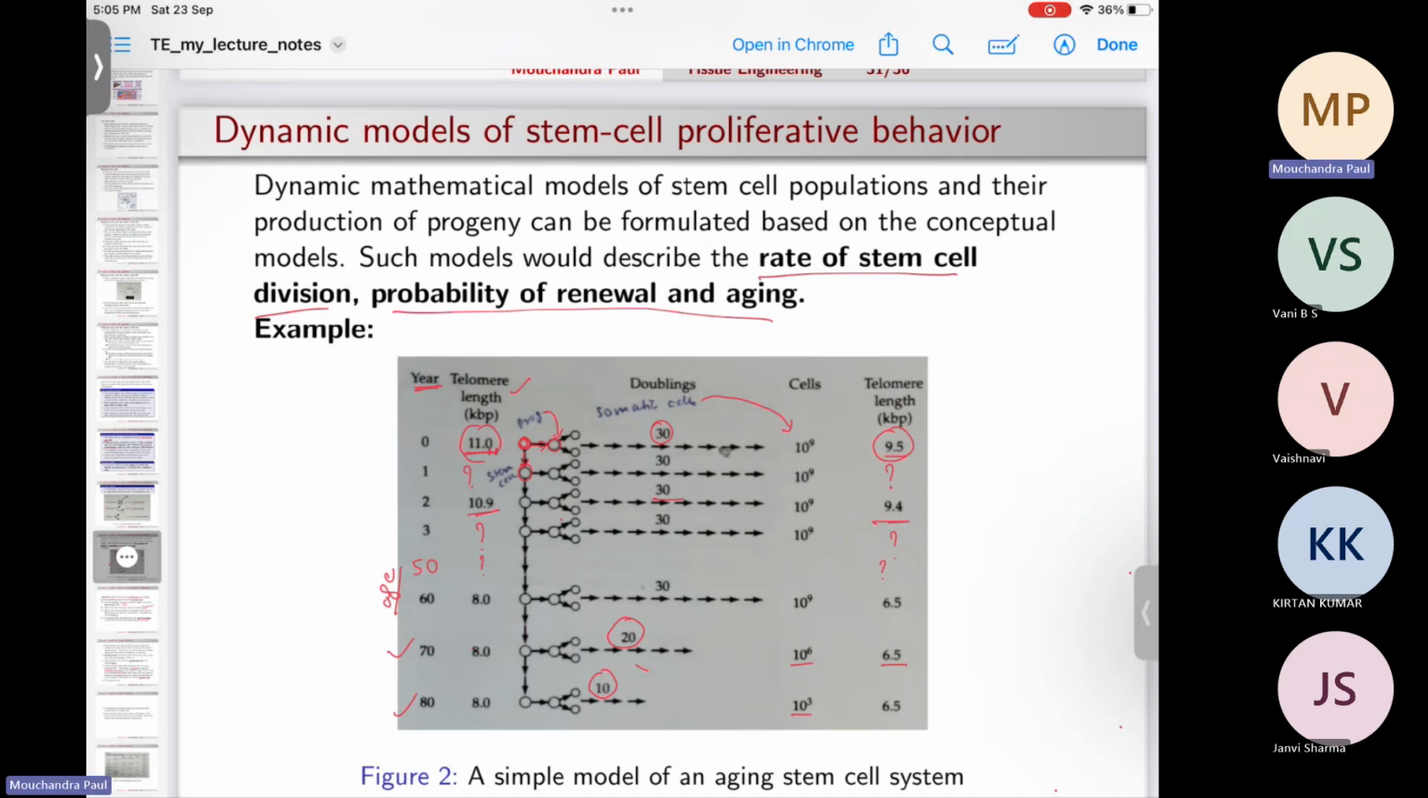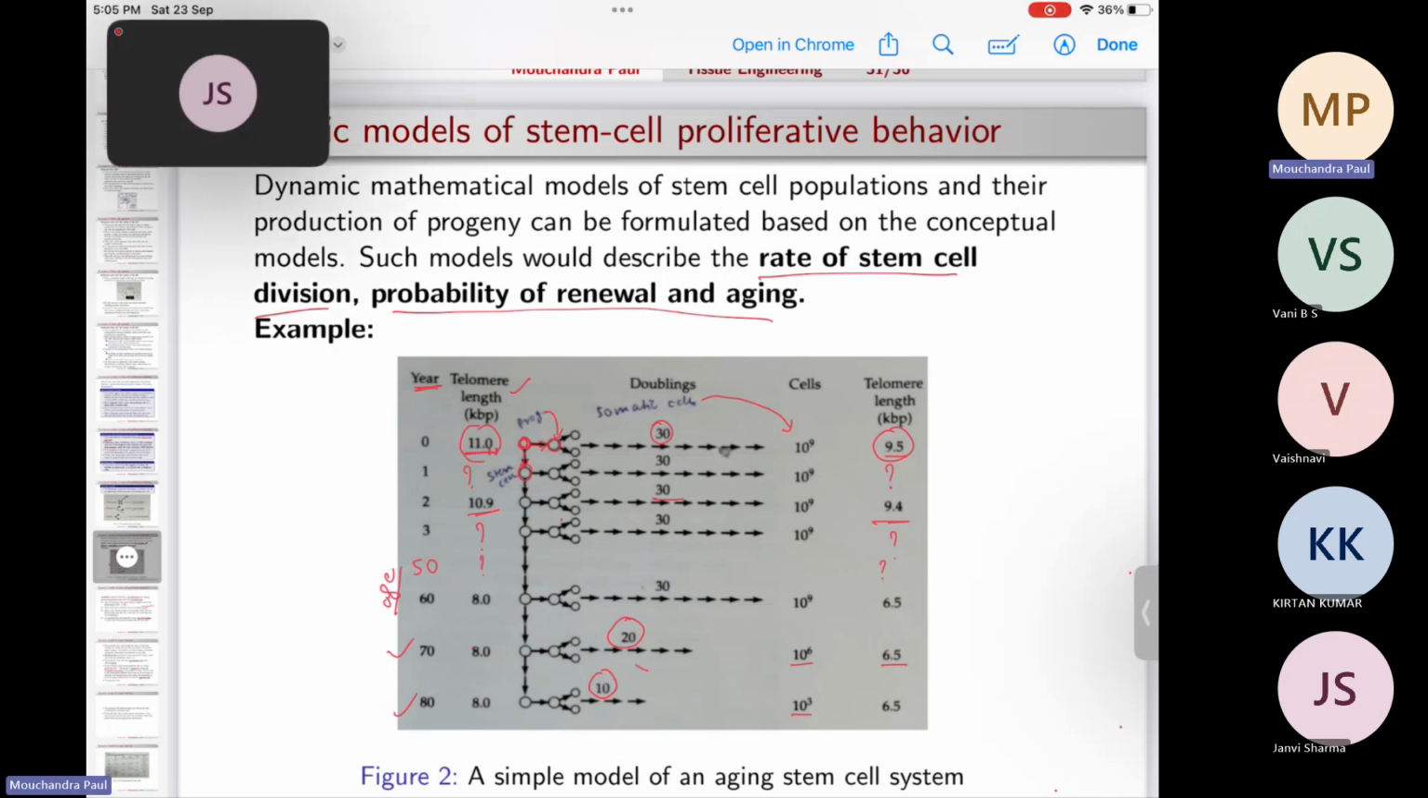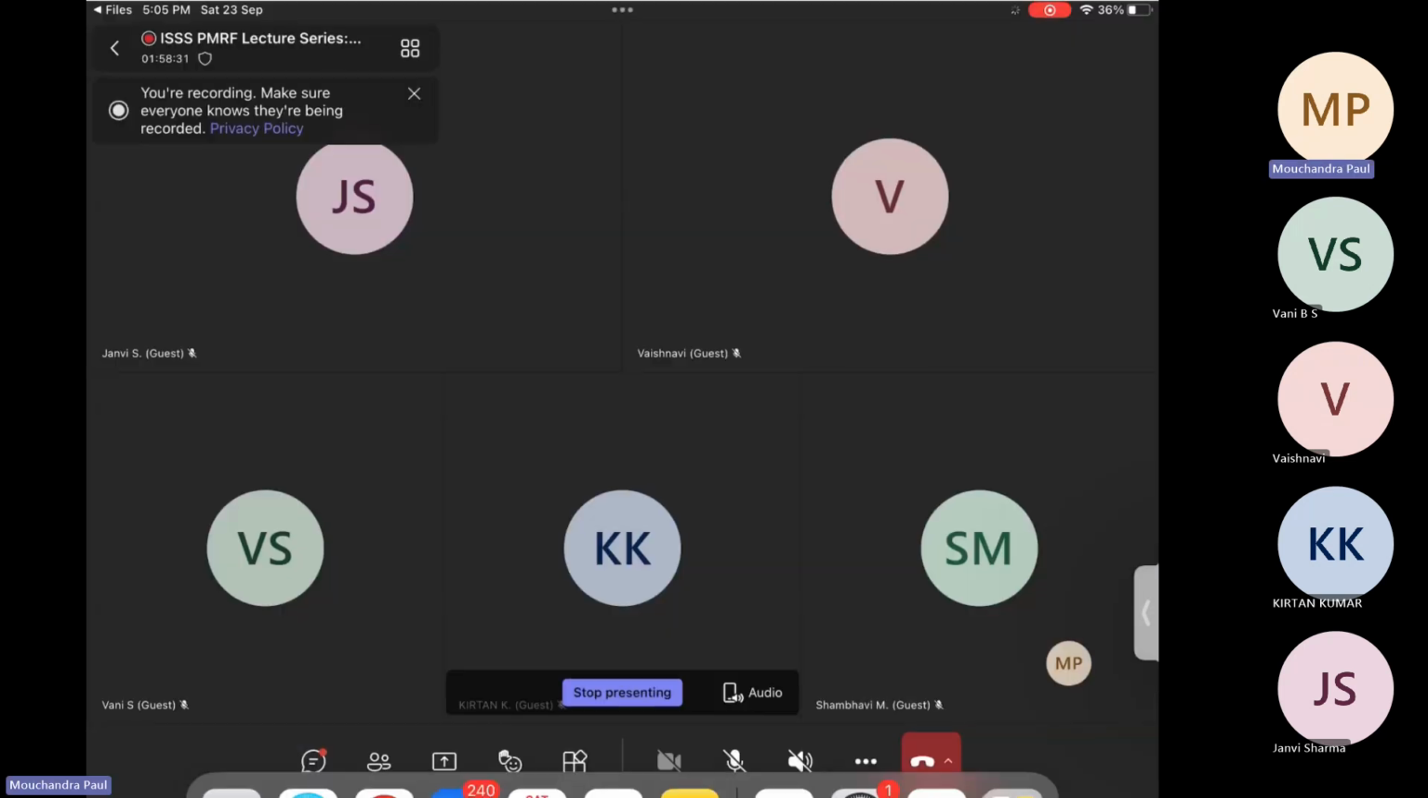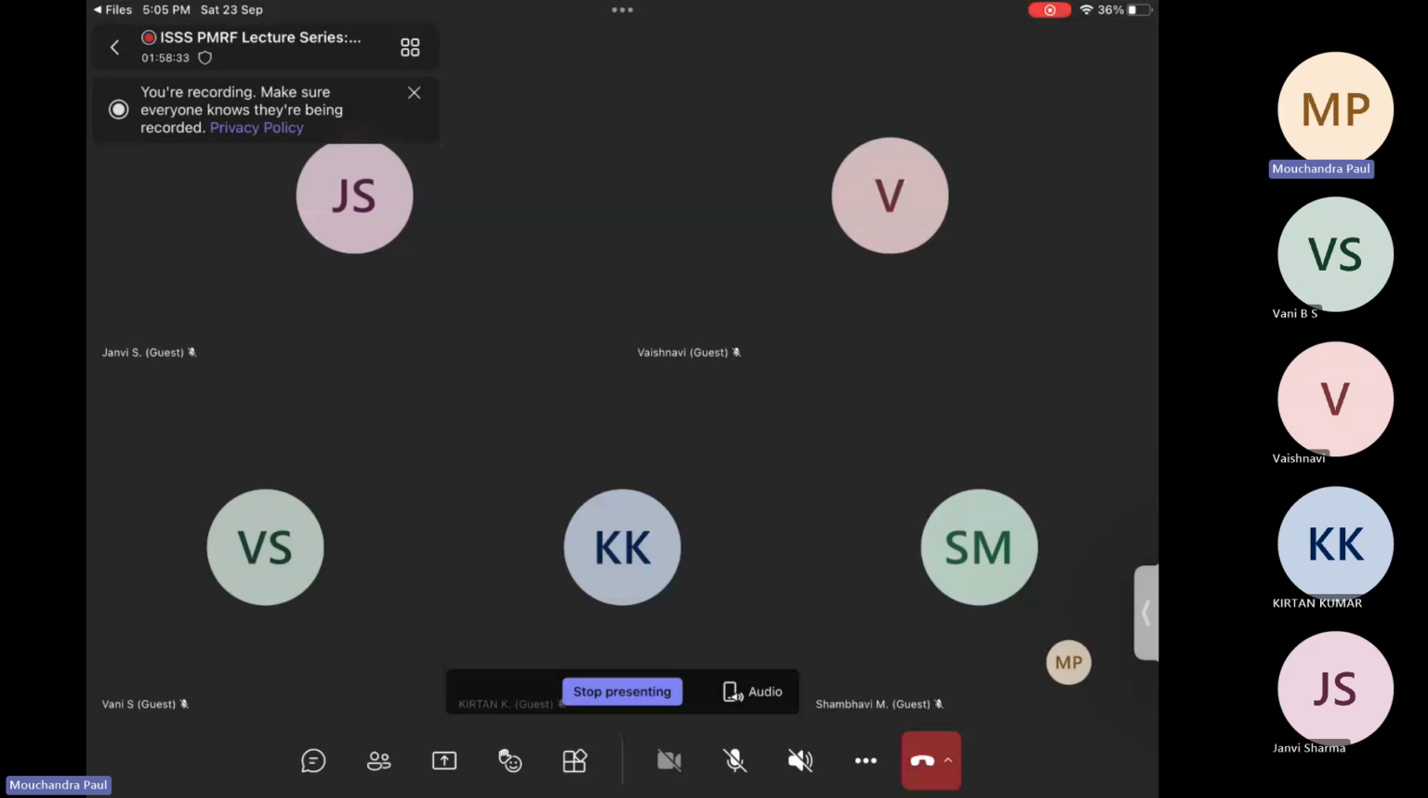And yes, is there any query? Let me know now while I prepare your attendance. Meanwhile, I have stopped sharing, and if there is any query, you can let me know now.